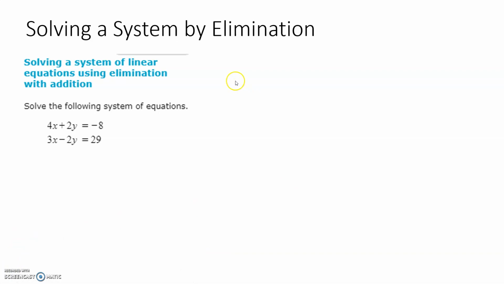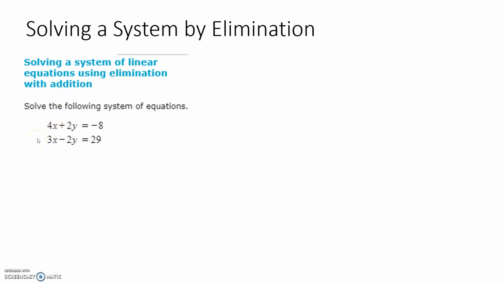Our second method of solving systems of equations, we've been doing this for a little while in algebra, is called elimination. What we're going to try to do is line up our equations and add them together to eliminate or get rid of one of the variables. So let me show you how this works. If we solve this following system of equations, we're going to do it by elimination.